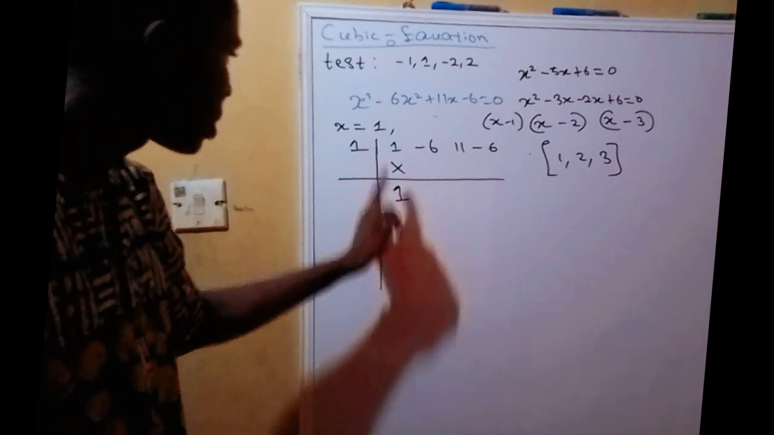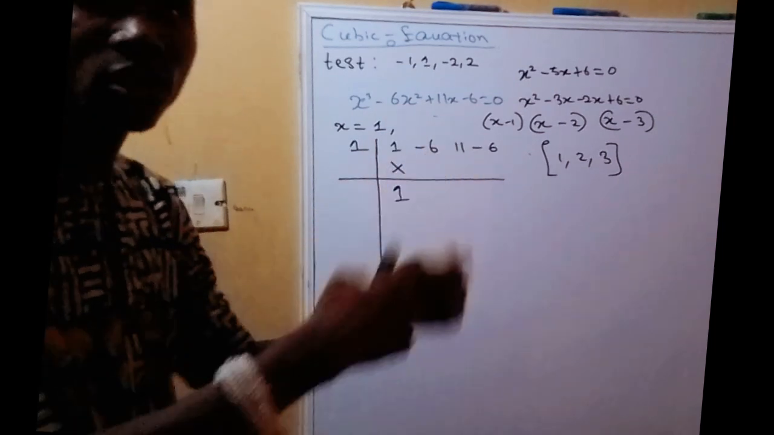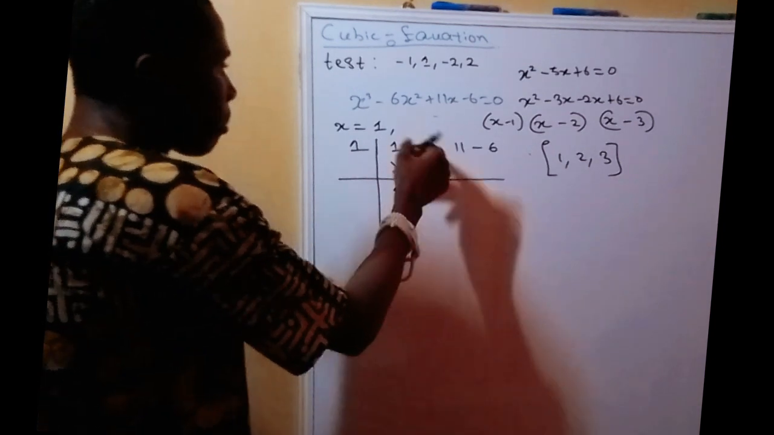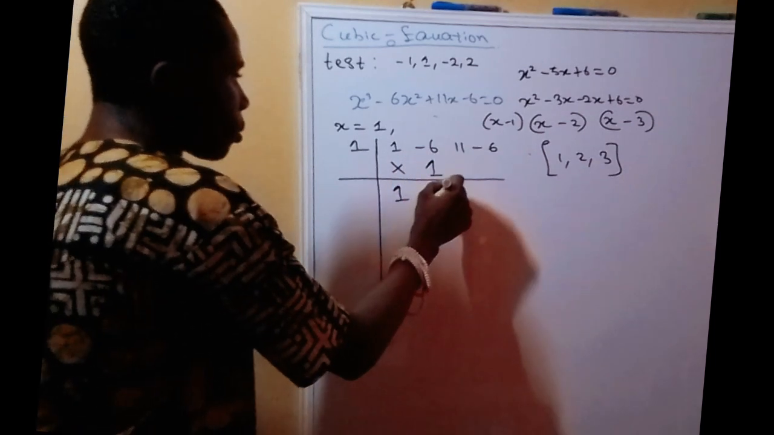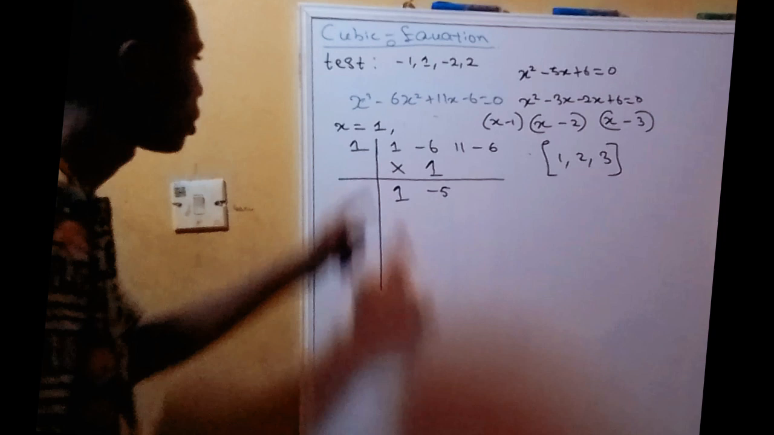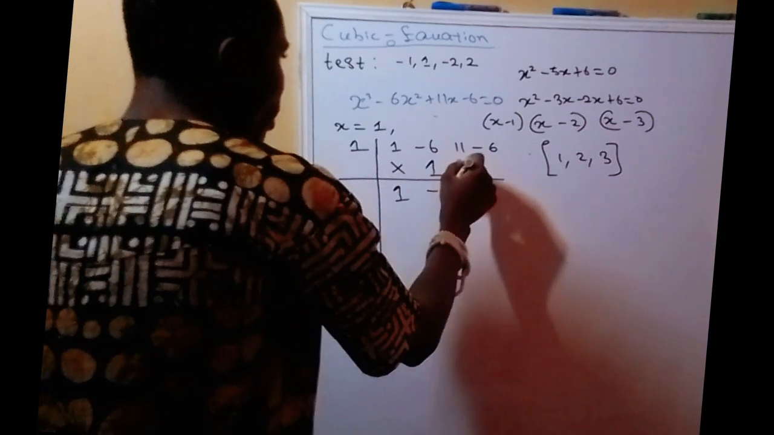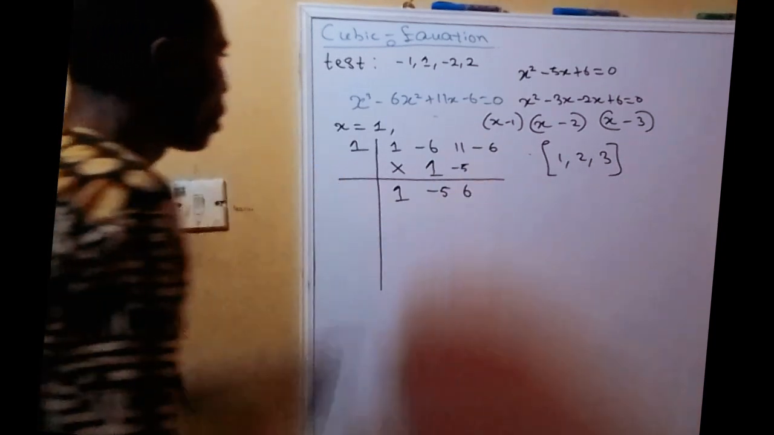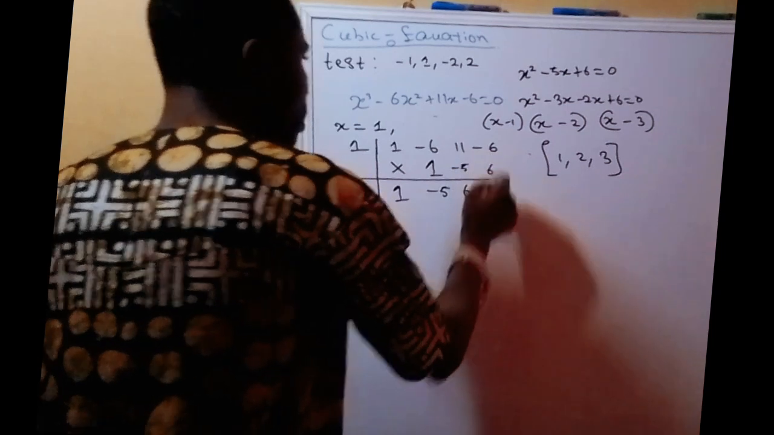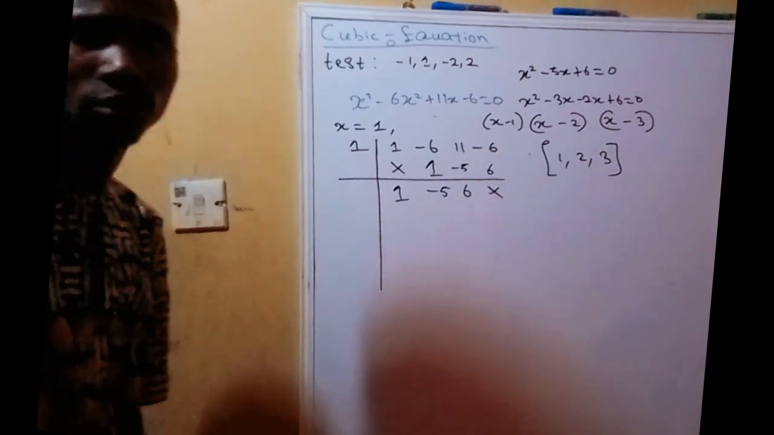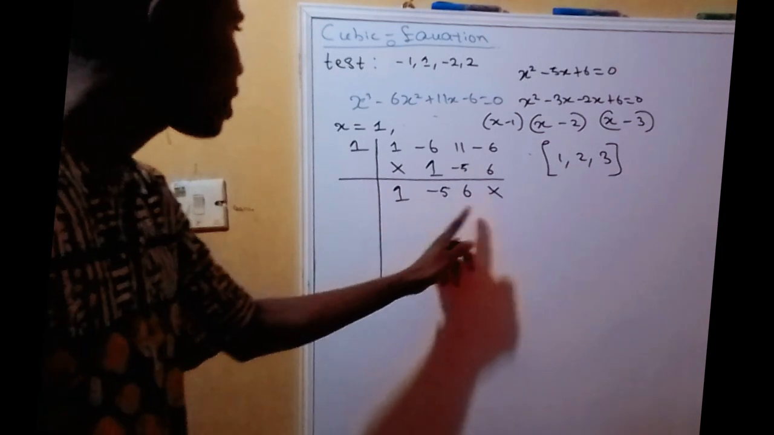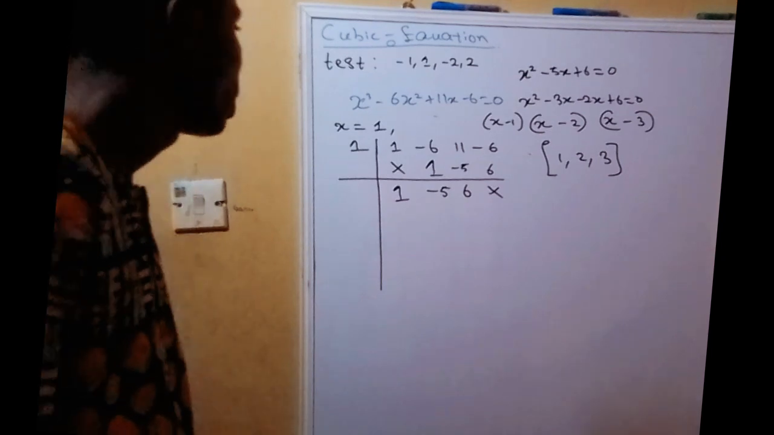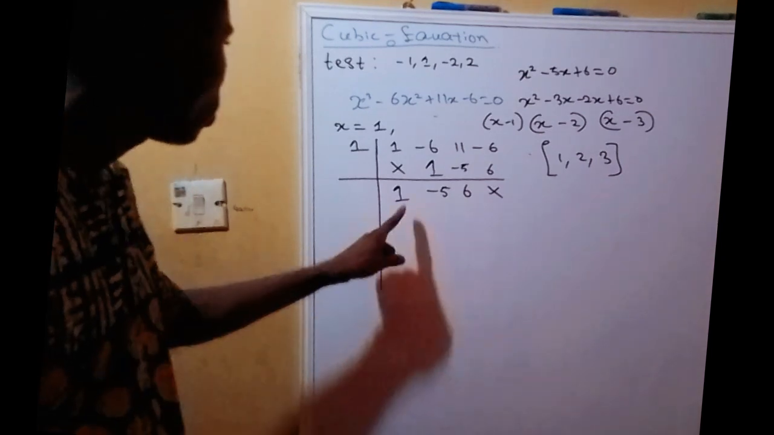Then add up. Multiply the second value. Whatever you get, put it here. Then what? Add up. 1 times 1, you have 1. Minus 6 plus 1, you have minus 5. Right? Then 1 times minus 5, you have minus 5. 11 minus 5, you have what? Your 6. 1 times 6, you have your what? 6. And of course, this gives us what? 0.